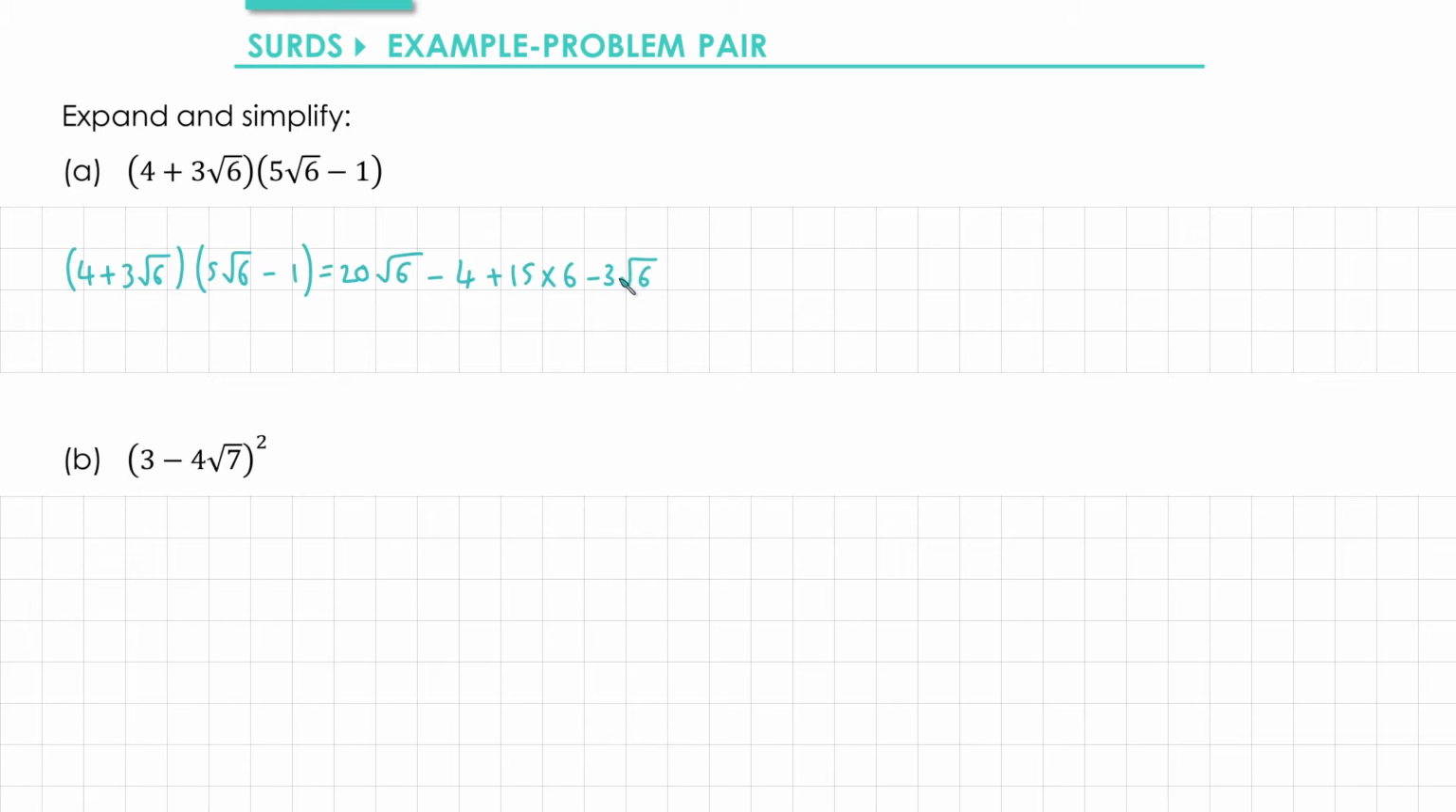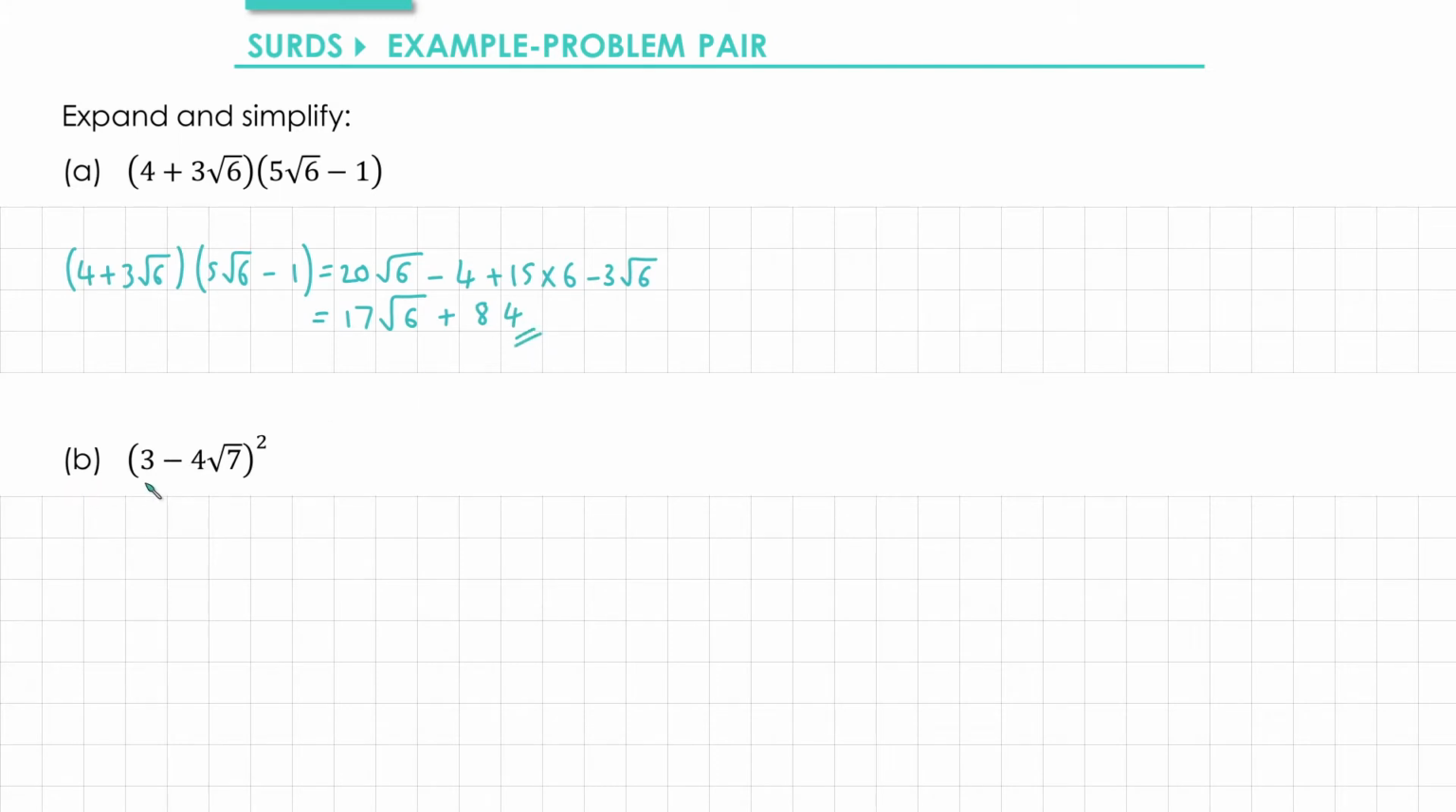Next, we simplify. We've got 20 root 6 minus 3 root 6. That gives us 17 root 6. Then we have minus 4 plus 15 times 6. To get 15 times 6, 10 times 6 is 60, 5 times 6 is 30, so that's 90, minus 4 is 84.